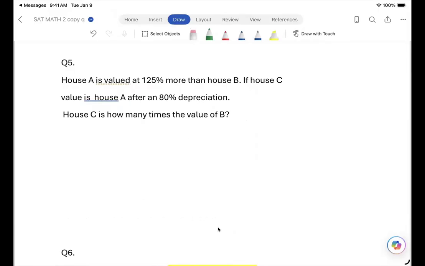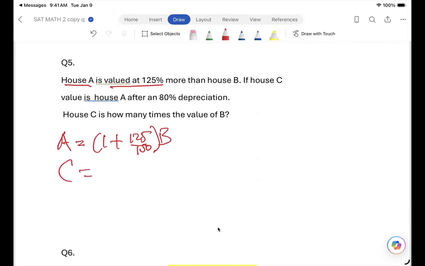Question 5 is a word problem. We start with algebra and then we end with Desmos. You got to analyze it so that you know what is going on. They say a house is valued at 100 and what? House A is valued 125% more than house B. So house A is valued 1 plus 125 over 100. This is what we're going to put in Desmos. They said if house C is also what value is house A value after 80% depreciation. That means when you subtract 80% from A, you're going to get C. That means C is 20% of A.